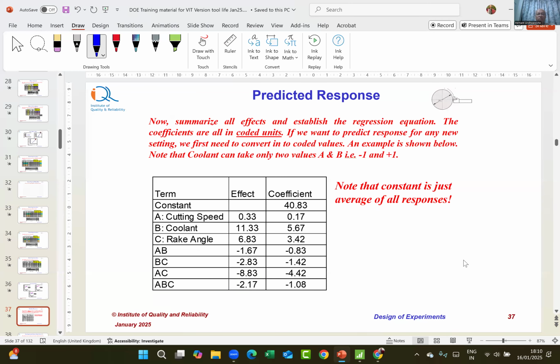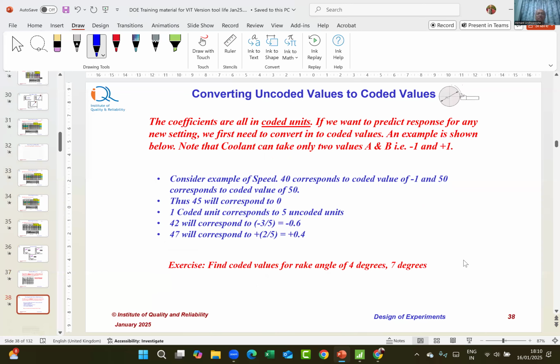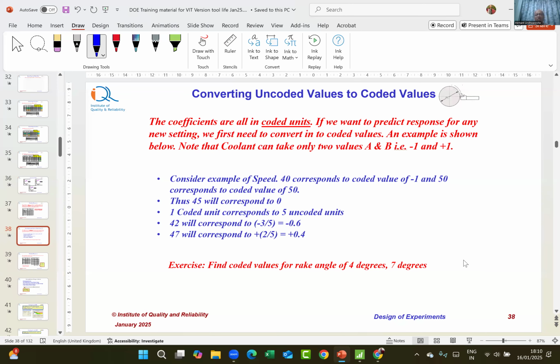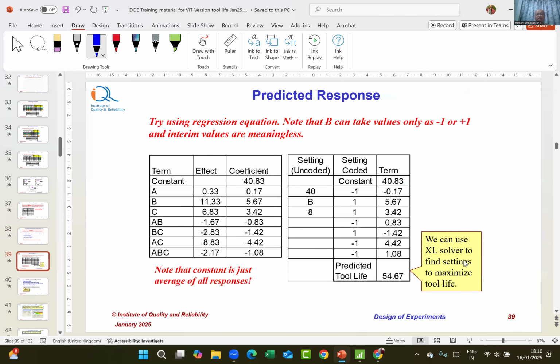And now you can use the regression table, a regression equation for the predicted response. We have discussed the regression equation also yesterday. This slide shows how to convert coded values into uncoded or vice versa. That's an easy one. You can just check that. That's elementary. And you can make an Excel table to make a prediction, an Excel calculator kind of a thing.